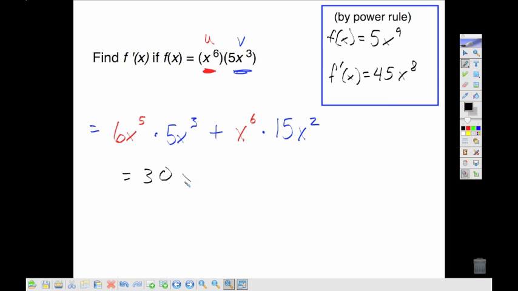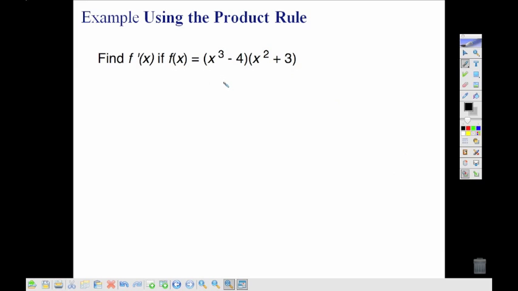We can then simplify this, getting 30x to the 8th plus 15x to the 8th. And notice this one also works out to 45x to the 8th power. Okay, now this one, it wouldn't make sense to really do that. So let's do it with one that would be a little bit more complicated. It might take a while to multiply this one out.